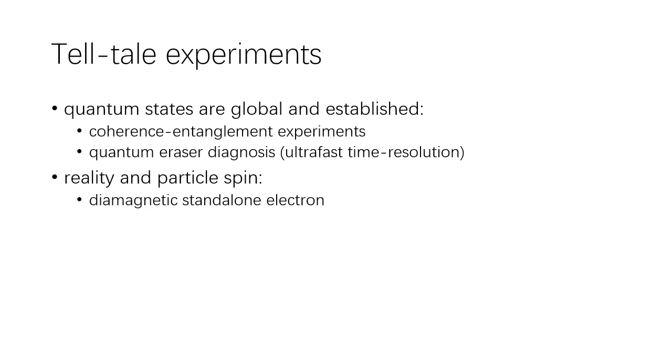To ask for experimental proof of an interpretation of quantum mechanics is outrageous. However, standard interpretation can have experimental proofs. For quantum state establishment, we can conduct dedicated coherence entanglement experiments or diagnose the quantum eraser. For reality and electron spin claims, we can test the magnetism of standalone electrons.